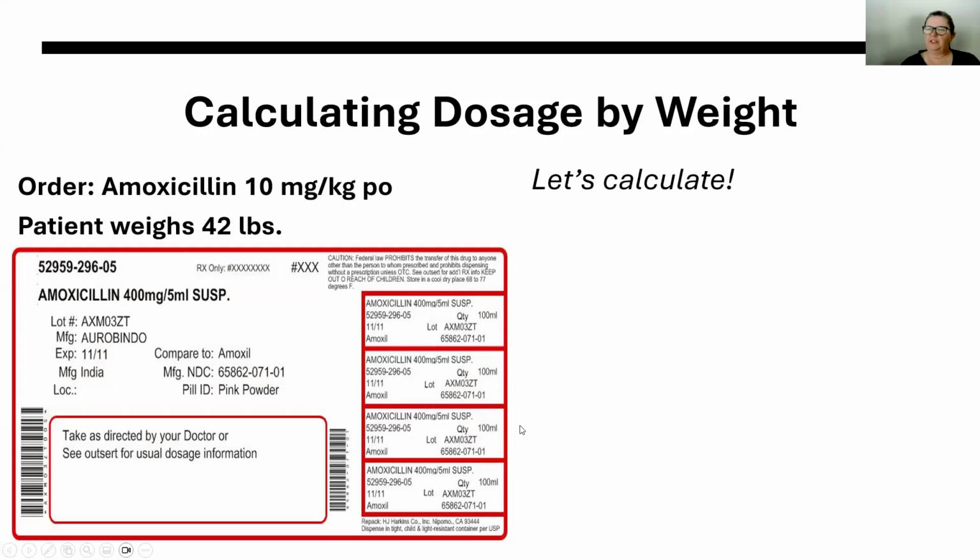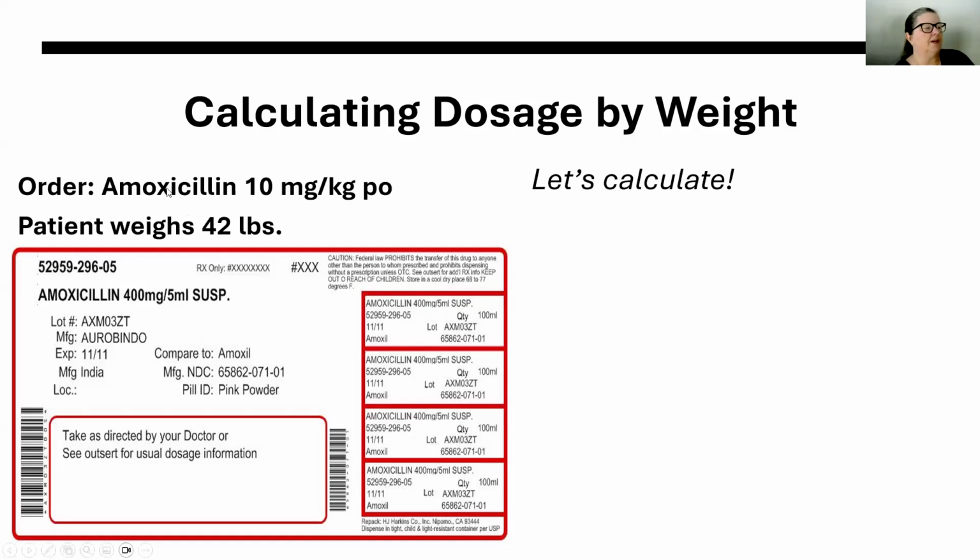I mentioned earlier that we talked about calculating dosages by weight. We do this with children quite often. So that adds one more layer, or another step, into this process, but it's basically the same. Let me show you how this works.